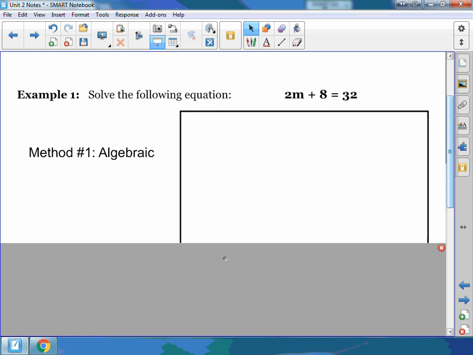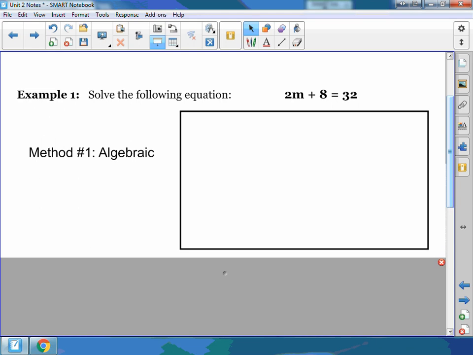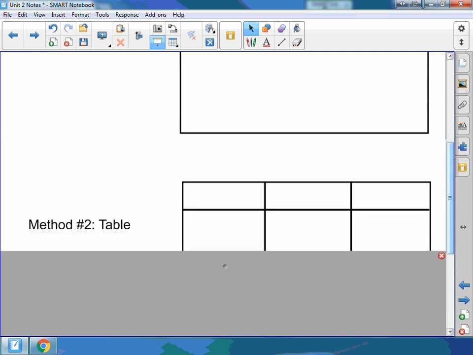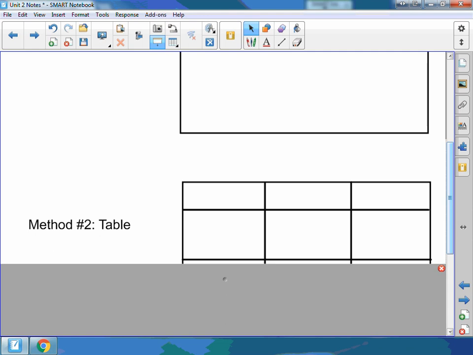Now, I have to change something. In your notes here, yours says method number 1, vertical, I believe, right? Change method number 1. Write algebraic instead of where yours says vertical. And then underneath that, where it says horizontal, change that to table. Method number 2 will be the table, equation tables we call these.